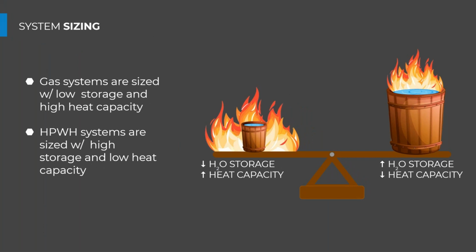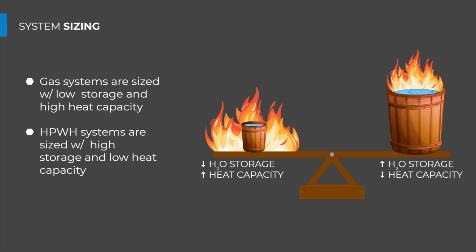So, system sizing. The Ecosizer is a great tool that a bunch of engineers at Ecotope and programmers developed to address sizing, because we have our ASHRAE handbooks which help us with the sizing, but most of us are familiar with gas or electric resistance systems that are sized with a very low storage capacity and a very high heat capacity. And so I'm showing that on the left-hand side of this balance here. We have low storage and high heat, shown with a lot of flame and a small barrel of water there.